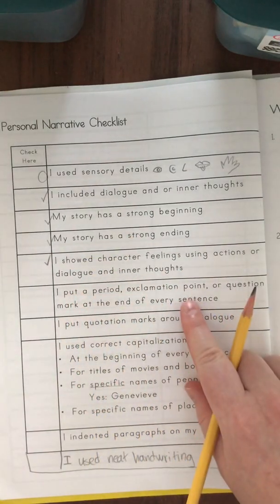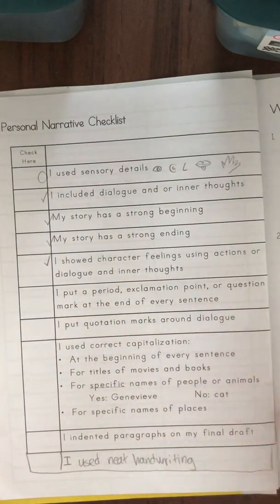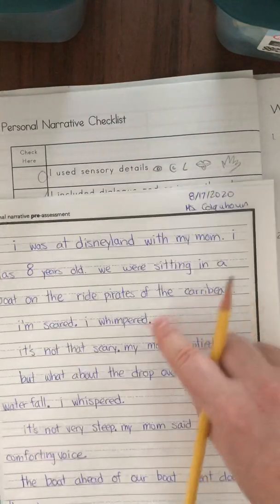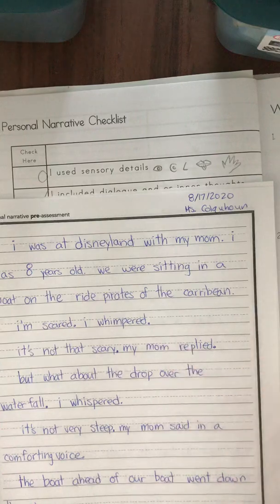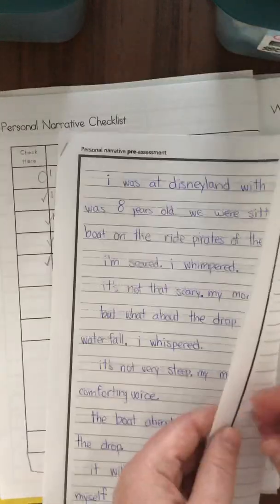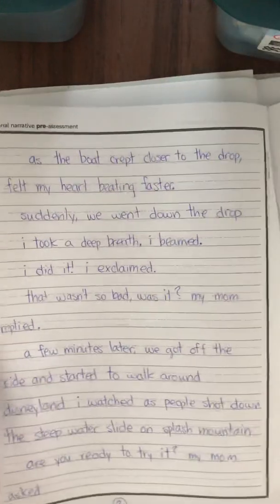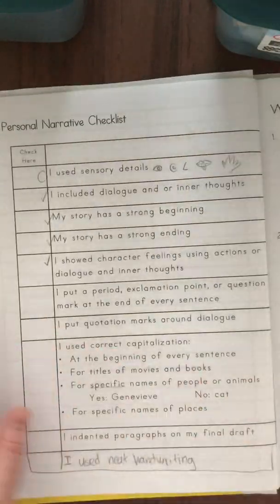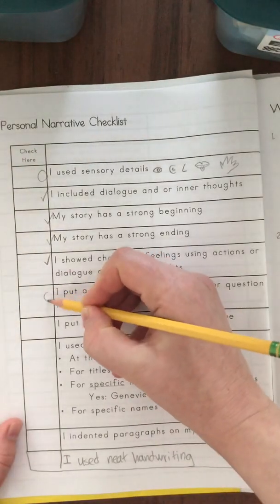I put a period, exclamation point, or question mark at the end of every sentence. Well, sometimes I did, like period here and here, here, here, here. But oh no, I'm missing a period here. I see that I'm missing one down here too. So that's something I need to work on.